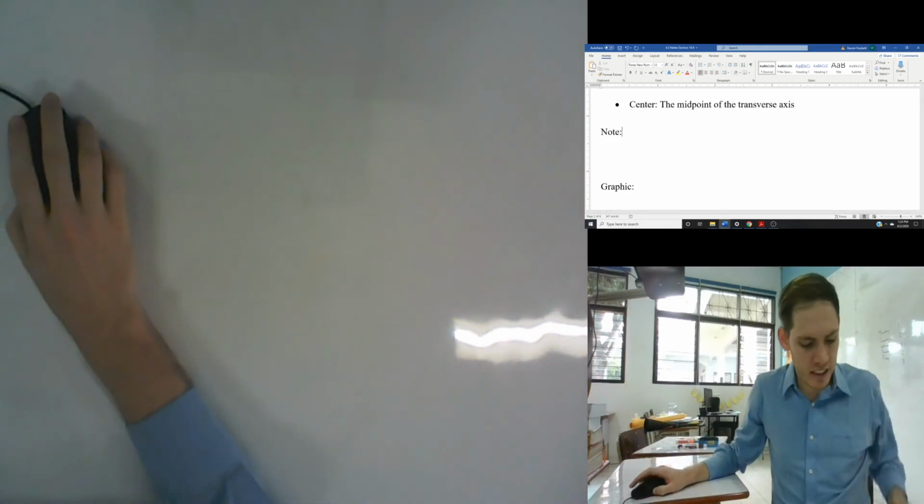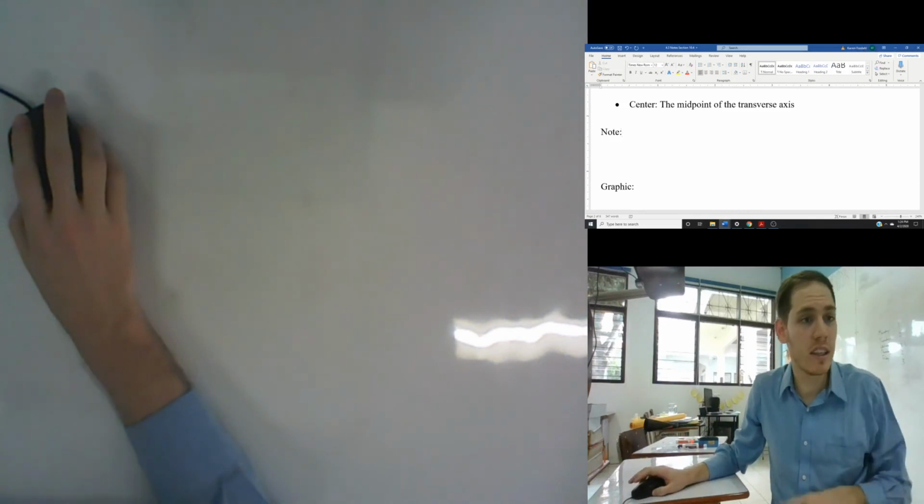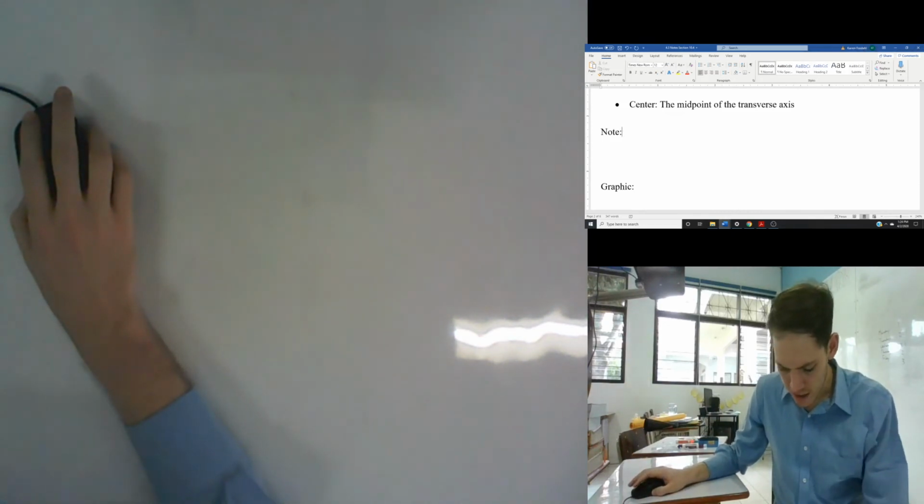Okay? So branches, two disconnected lines of the hyperbola. Vertices, where the transverse axis intersects the branches. Transverse axis, the line through both foci, and center, the midpoint of the transverse axis. I want you to note something. There is one difference between how our A and our B and our C relate.